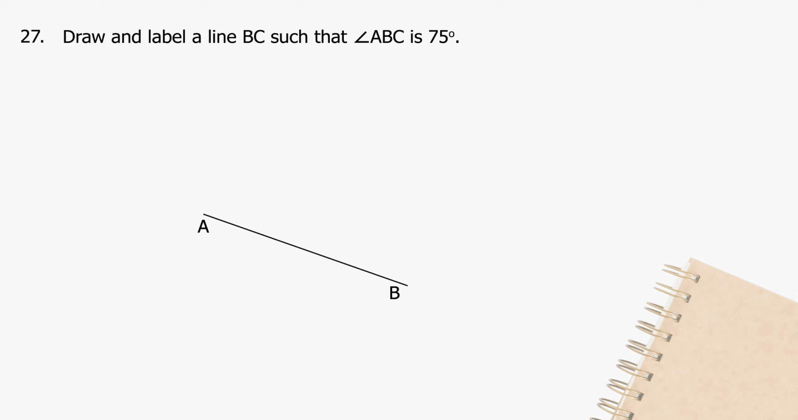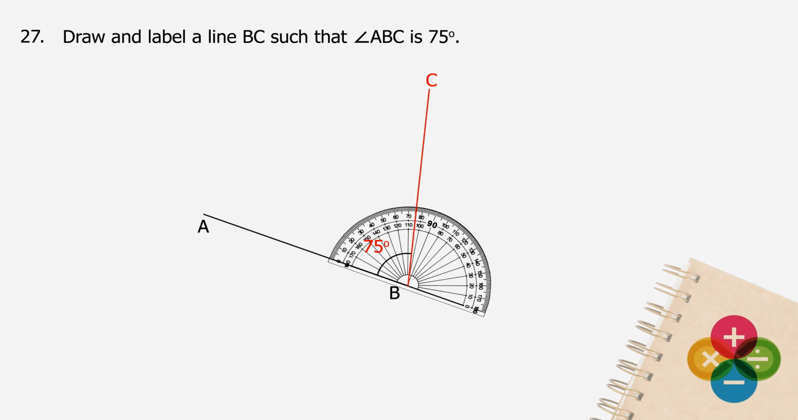Question 27. Draw and label a line BC, such that angle ABC is 75 degrees. Using the protractor to measure 75 degrees, the angle ABC is shown in the diagram.